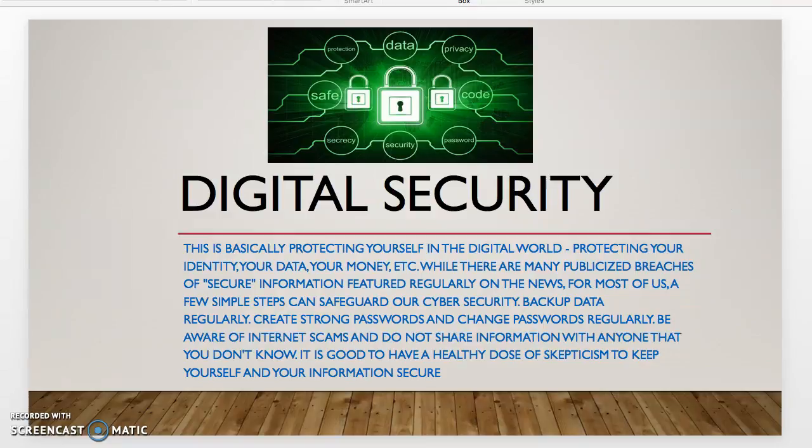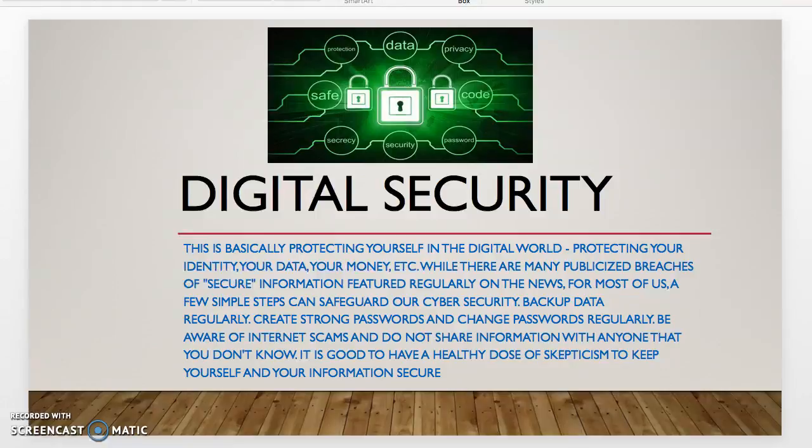Then the last one is digital security. This is basically protecting yourself in the digital world, protecting your identity, your data, your money, etc. While there are many publicized breaches of secure information featured regularly on the news, for most of us, a few simple steps can safeguard our cybersecurity.